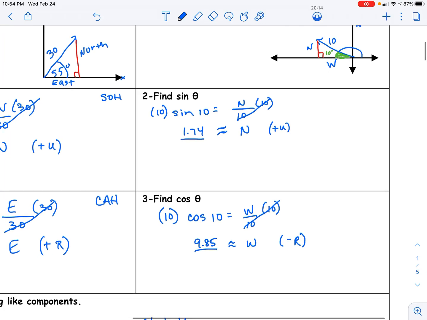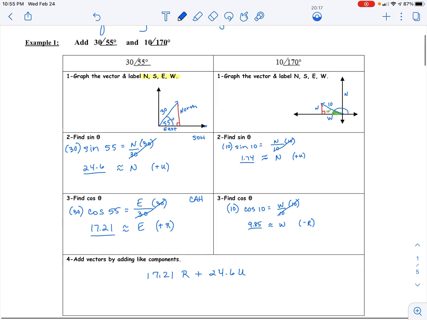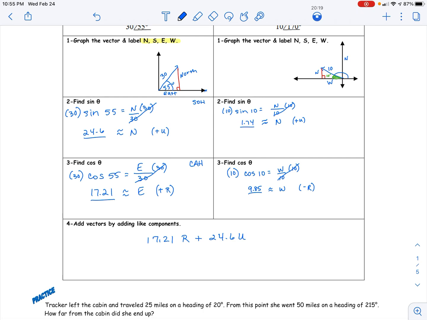So let's go ahead and take our measurements from our second vector and write that down below. So you're going to have a negative 9.85 r plus 1.74 u. And we're going to add these together. And when you add our like components here, you're going to end up with 7.36 r plus 26.34 u. And that is actually the answer to this problem right here.